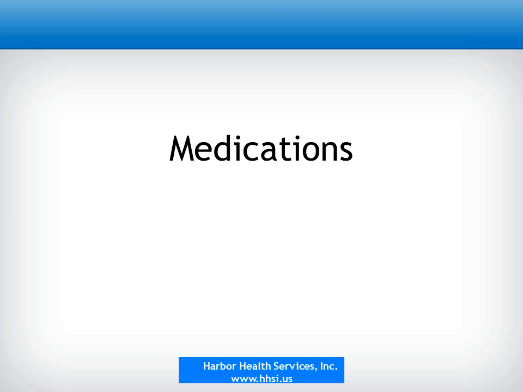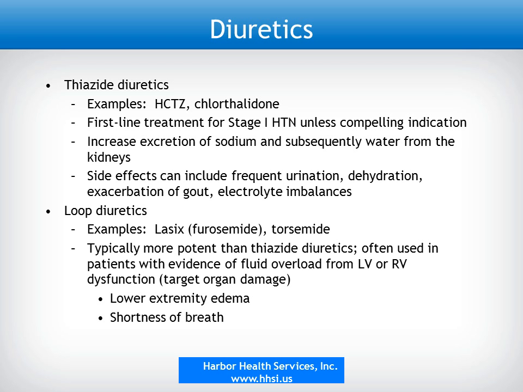So let's talk a little bit about medications. The first line for a lot of patients without compelling indications, and I'll tell you what that means later, is a thiazide diuretic such as hydrochlorothiazide or chlorthalidone. Basically, it works to increase the excretion of sodium by the kidneys, and subsequently water will go with that, and it decreases the blood volume and decreases blood pressure. Common side effects include frequent urination, dehydration. It can exacerbate gout and electrolyte imbalances.